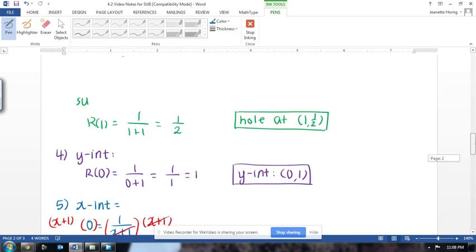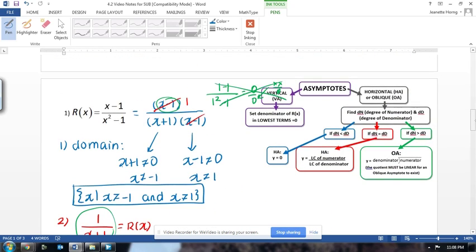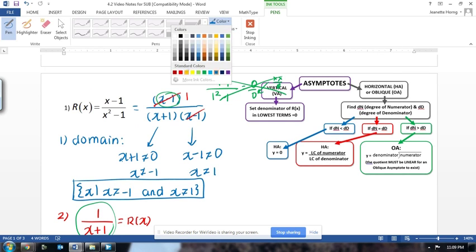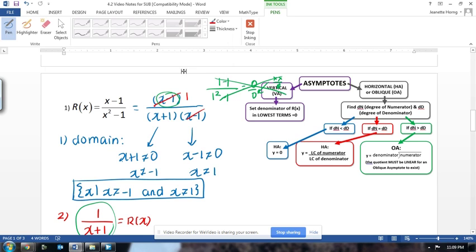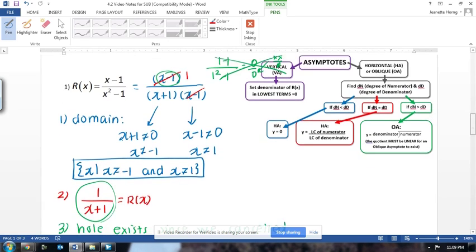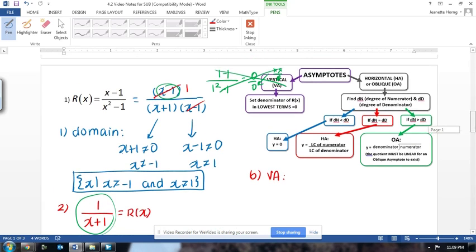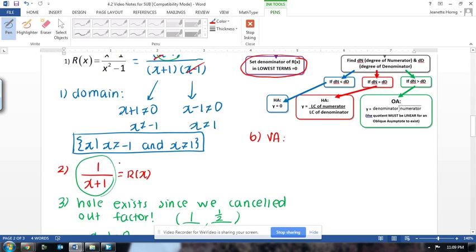So I'm going to go back up here and look at my handy dandy flow chart. Again, you're going to be looking at vertical asymptotes as well as oblique and horizontal asymptotes, depending on which one this one has. So let's start with vertical asymptotes. It tells you for vertical asymptotes, you have to set the denominator in lowest terms equal to 0. So our lowest terms is going to be this equation, 1 over x plus 1. So I only have one vertical asymptote, and that's going to be at x equals negative 1.